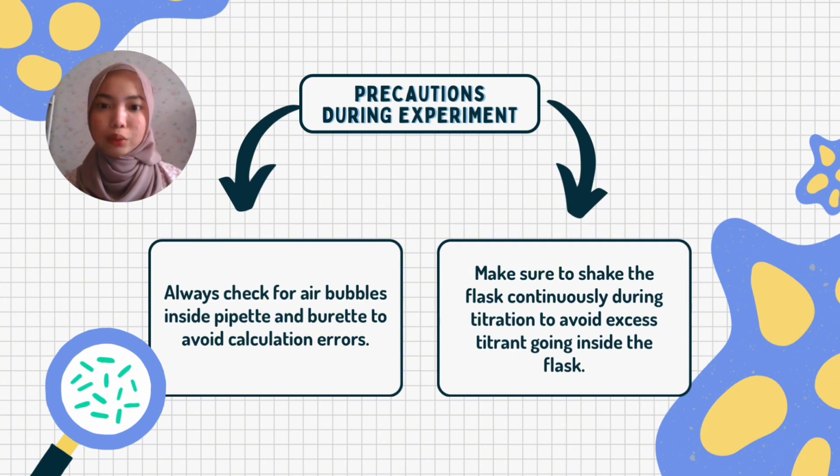Two precautions during the experiment. The first one is to always check for air bubbles inside the pipette and burette to avoid calculation errors. For the second one, make sure to shake the flask continuously during titration to avoid excess titrant going inside the flask and messing up the calculation afterwards.